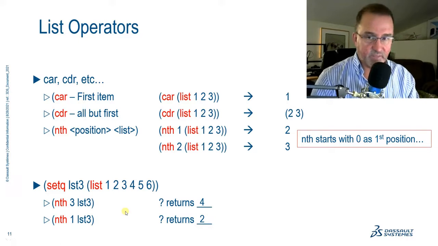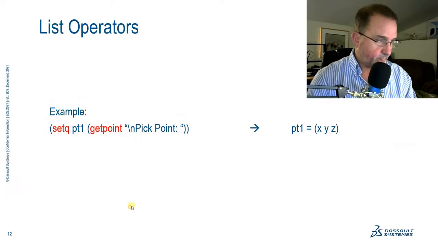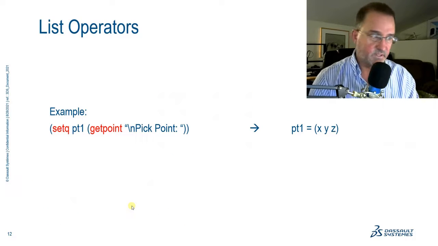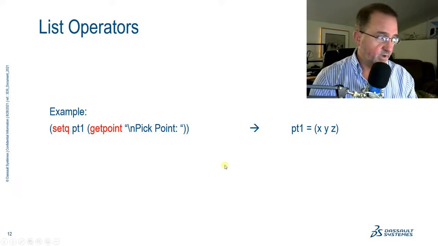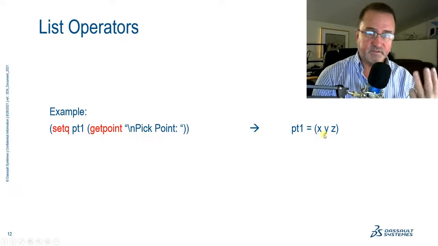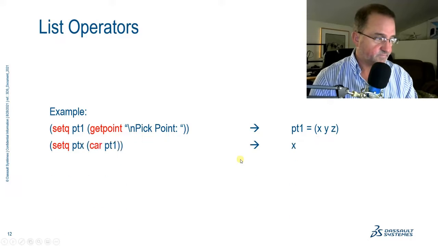But with that being said, I still prefer using the nth command when I'm working with lists over the CAR and CDR, and I'll show you why. A great example is picking a point. If we pick a point by using the getPoint function, the result will be a list of 3 numbers. They're x, y, and z. And so if I set the variable pt1 to get a point in the system, it'll return that value.